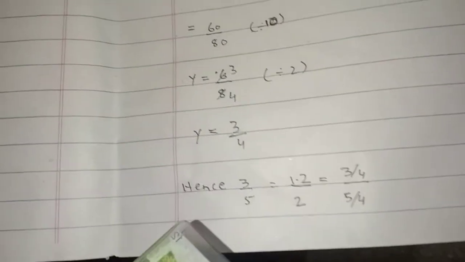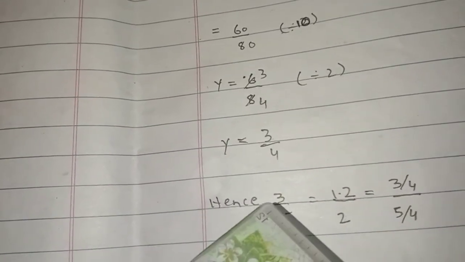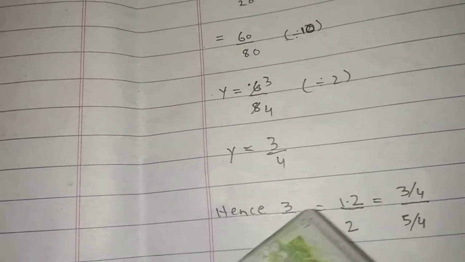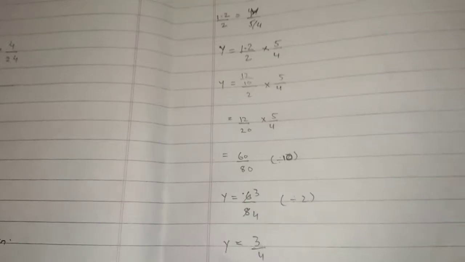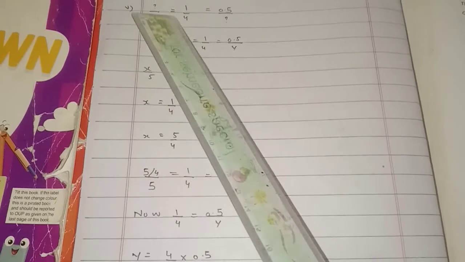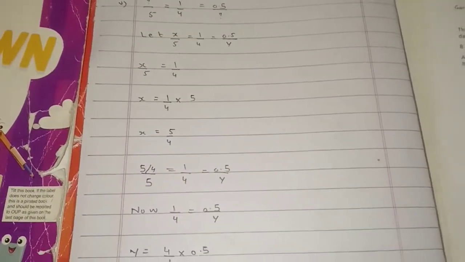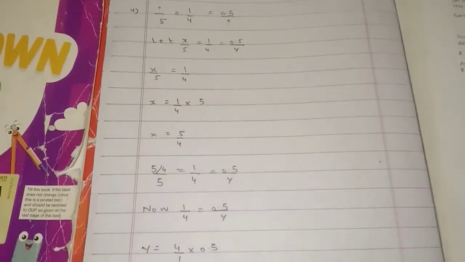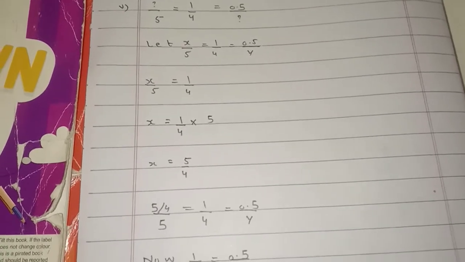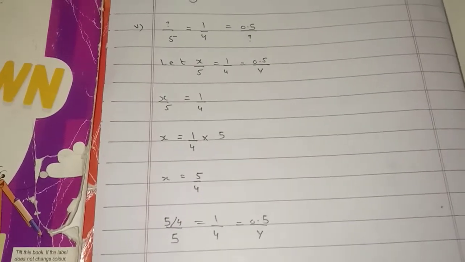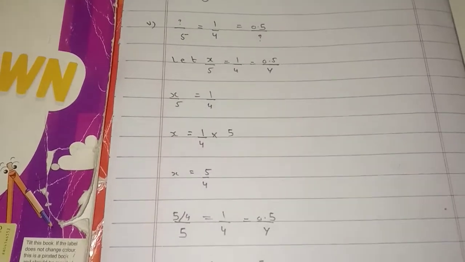Now our question's ratios will become 3 by 5 equals 1 by 2 over 2, which is equal to 3 by 4 over 5 over 4. Now our last part is unknown ratio over 5 equals 1 over 4, which is equal to 0.5 over unknown ratio. Now we will name these unknown ratios x over 5. Our equation will become x over 5 equals 1 over 4, which is equal to 0.5 over y. You can see that I have named the unknown ratios x and y.